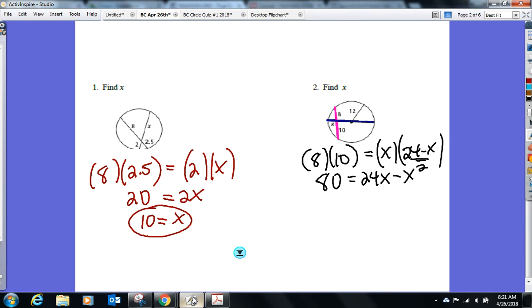I don't want to move the 80 over because I get heartburn when I have to do a negative x squared. All right, so let's move everything over. So you get x squared minus 24x plus 80 equals 0. And now we're looking for two numbers that multiply to what up here, Andrew? 80 and add to 24. Yep. Oh boy, everybody. This should be good. It's such a large number.